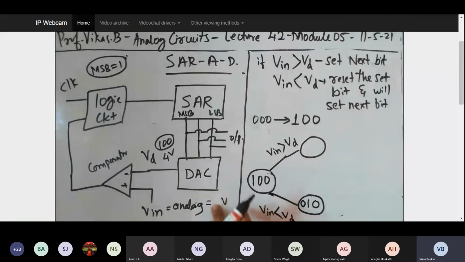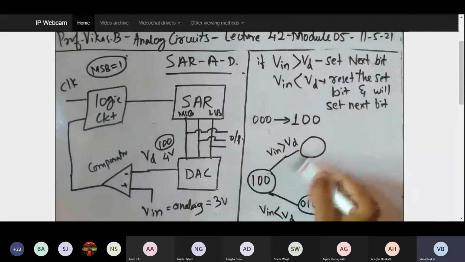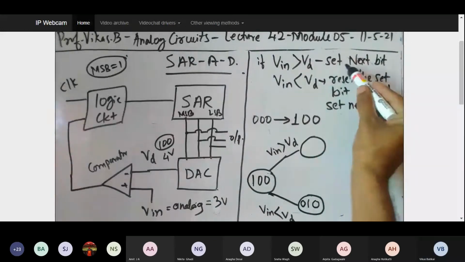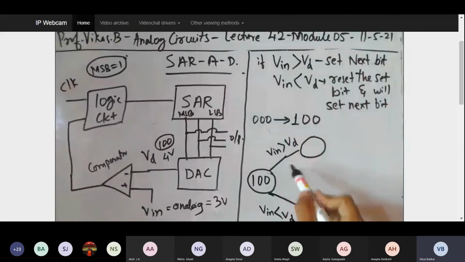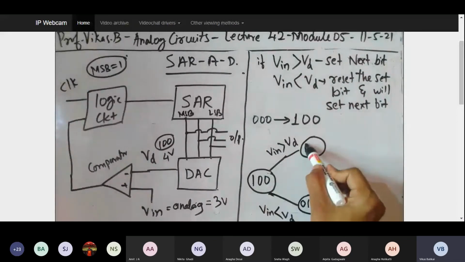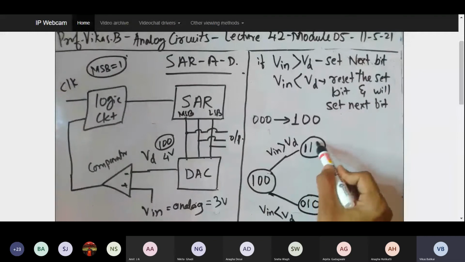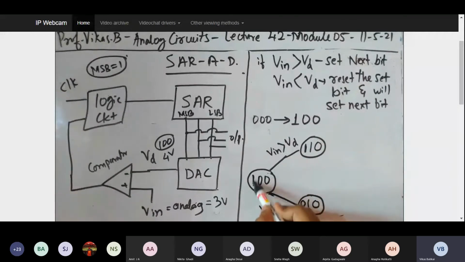Now I have given 3 volt, that's fine. I could give any voltage, right? So in that scenario, what was the condition I am supposed to do? I am just going to set the next bit. I'm not going to touch this already set bit. Yes, the already set bit, I have not touched it. But what I'm doing is setting the next bit. So this 0 will result in 1.